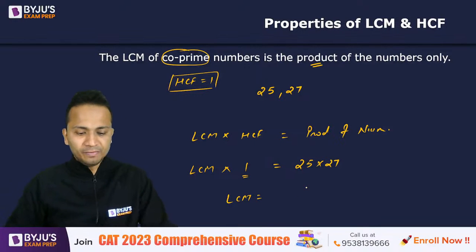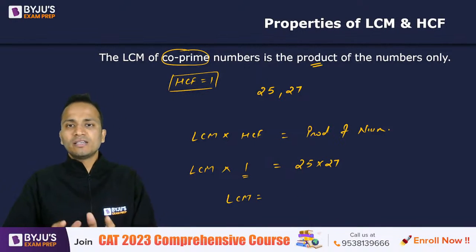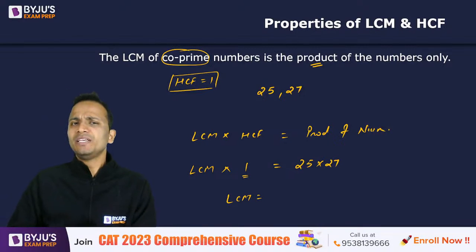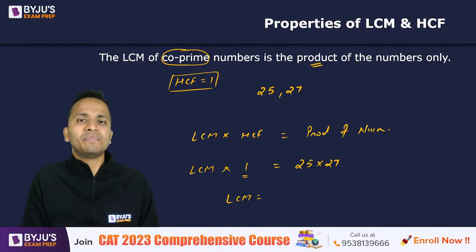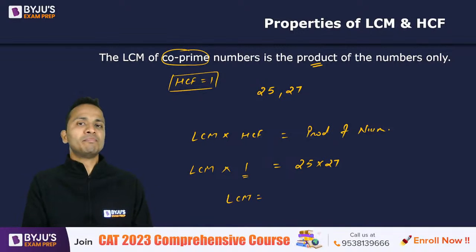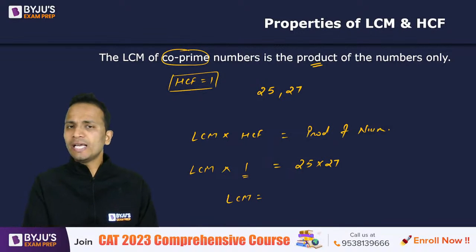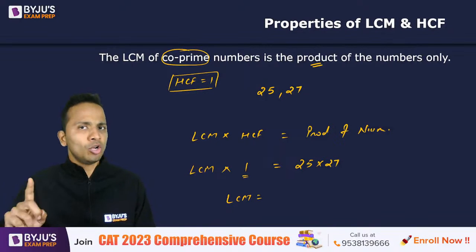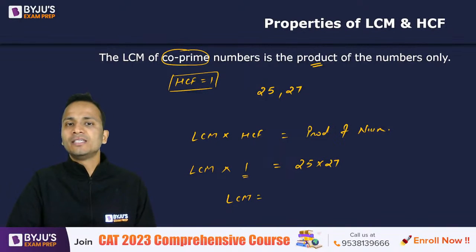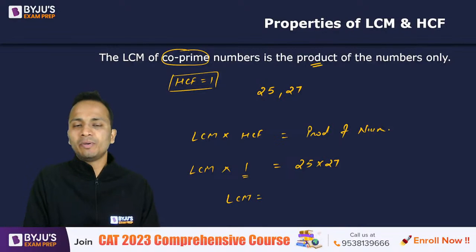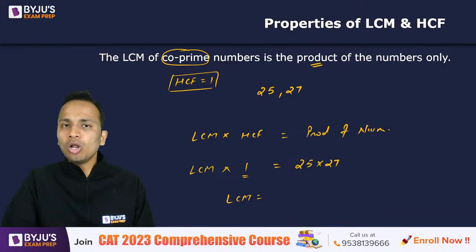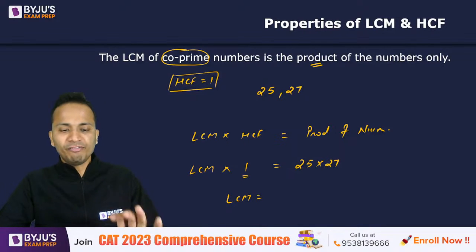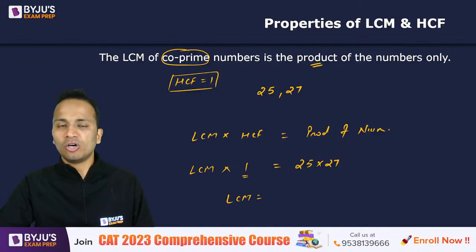Okay, fine. So this is one very important property that is useful for co-prime numbers. So if the numbers are co-prime, you may note down that their highest common factor will always be 1 and their lowest common multiple, LCM, will always be equal to the product of these numbers. All right. One very important property, you can put a star on this.